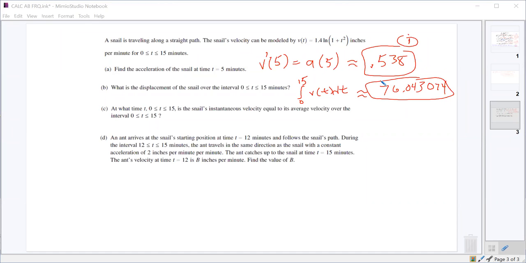Everybody good with B? A and B should have been pretty easy. B was worth 2 points, so an easy 3 points there for that question.